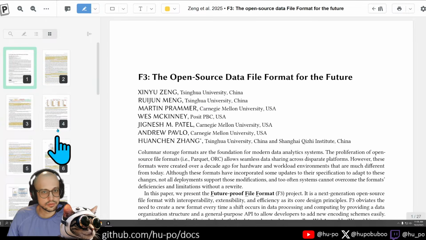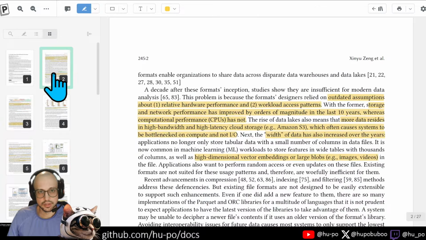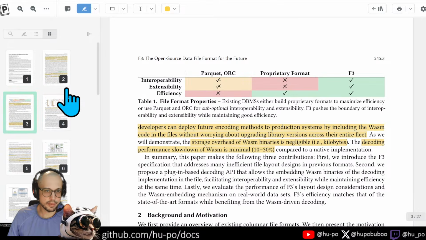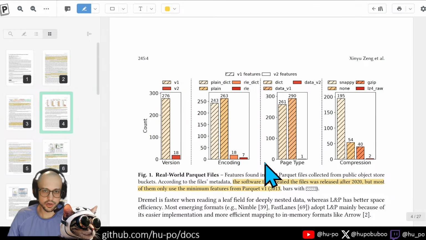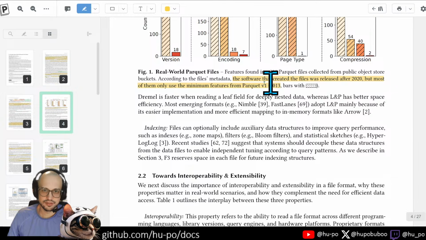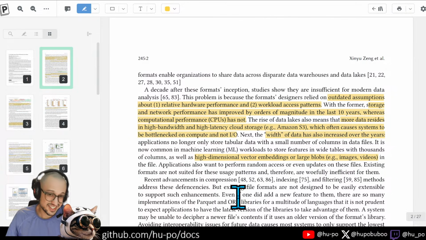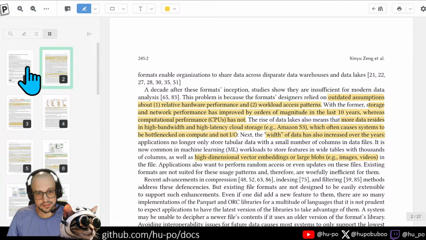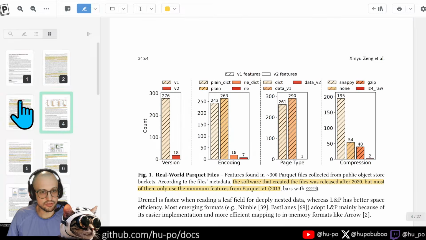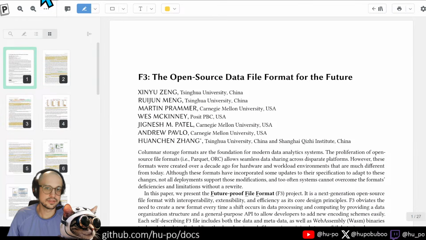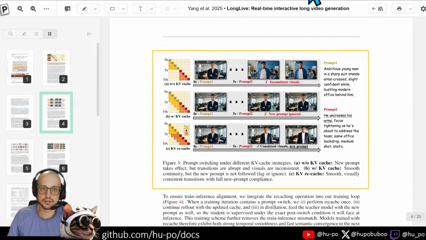What about this? This was an interesting paper, but it's basically just talking about how all the file formats that we use right now are garbage. People are still using V1 Parquet, which was made in 2013, and it's saying that now that we're in a different computational paradigm, and also dealing with different types of data, we should rethink our file formats. I 100% agree with this, but it's going to be difficult to convince people to actually do that.